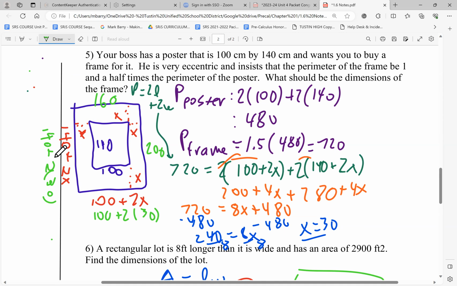So they asked us for the dimensions. Like I said on question 6, we can just list them like this. 160 by 200 is the size of the frame that he wants. Or she. Oh, no, it says he. All right.